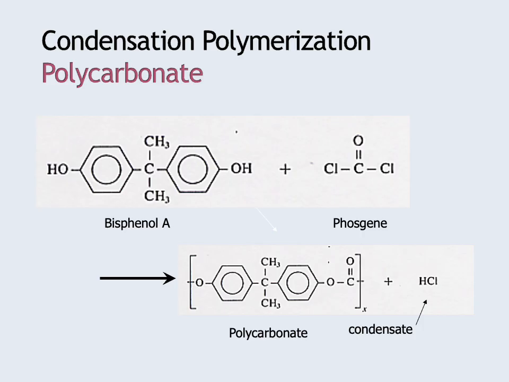The other kind of polymer synthesis is condensation polymerization. In condensation polymerization, there are two different components, and with a catalyst and sometimes heat, they're brought together and a small molecule is removed, causing them to bind to one another. So here we have polycarbonate. We have the first component here.